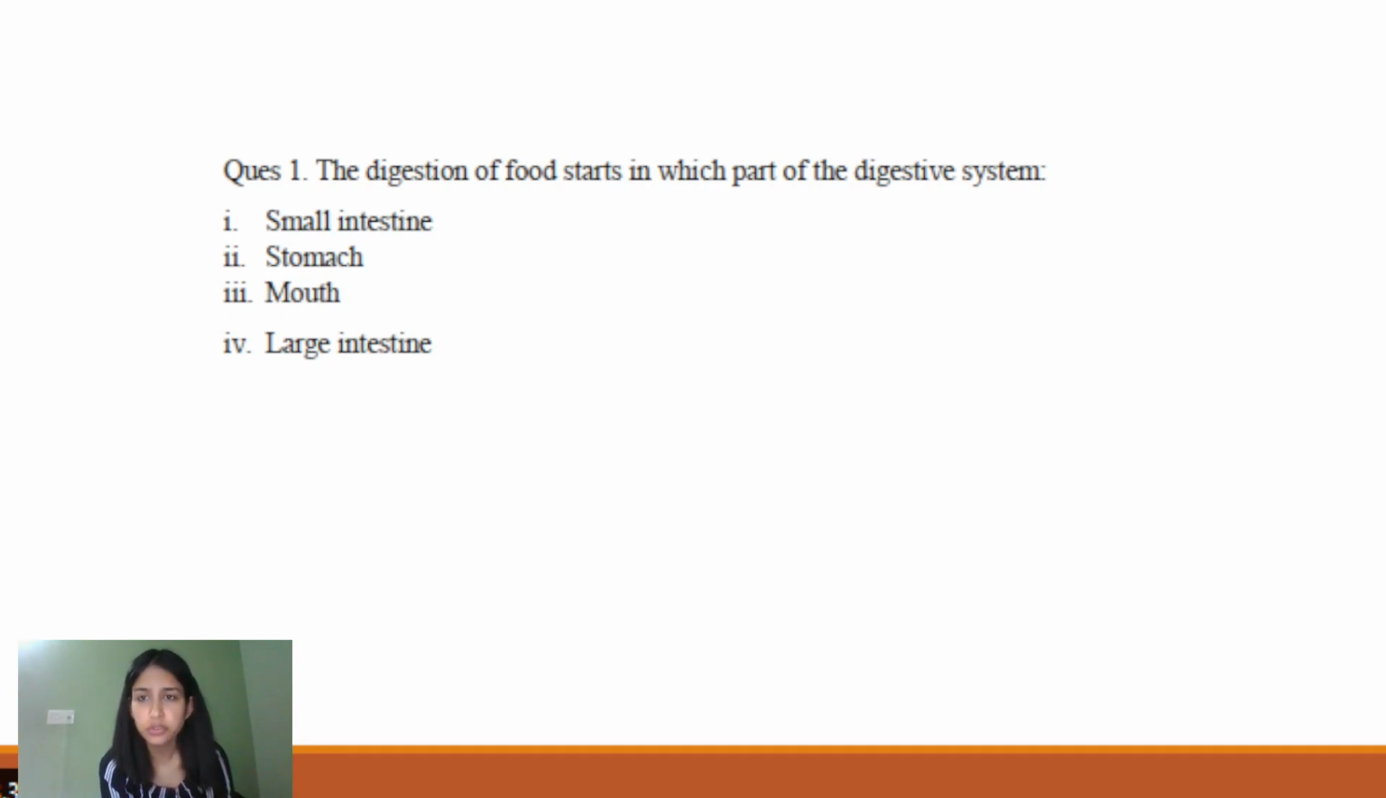The digestion, you will be giving the answer to this question now. The digestion of food starts in which part of the digestive system? Small intestine, stomach, mouth, or large intestine? You will tell which part of the digestive system is where the digestion of food starts or begins. I'll give you 5 seconds to think about it and give your response.